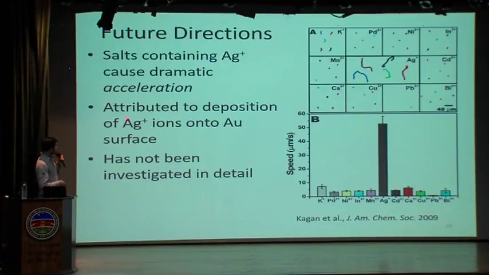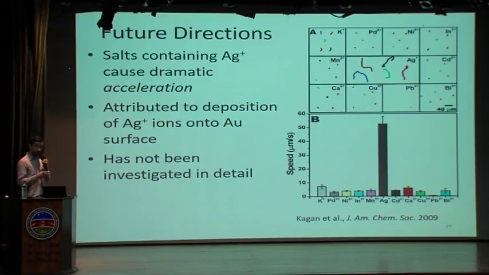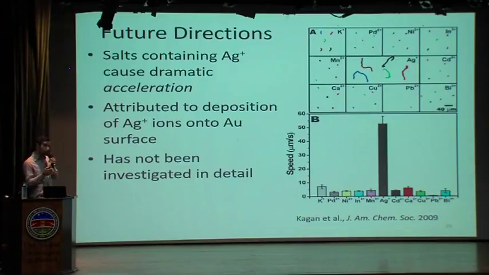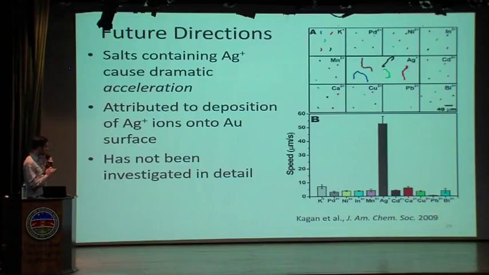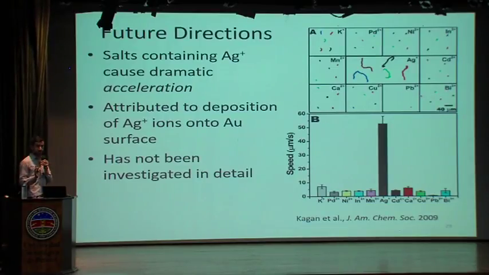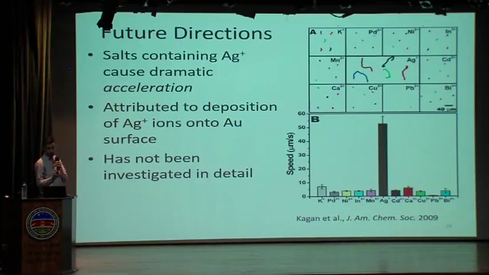There are some hypotheses about deposition, saying that maybe the silver ions can deposit themselves onto the gold surface and somehow increase the reaction rate and increase the speed. But again, that has not been investigated in detail. So there's plenty more room, I think, for investigation here.